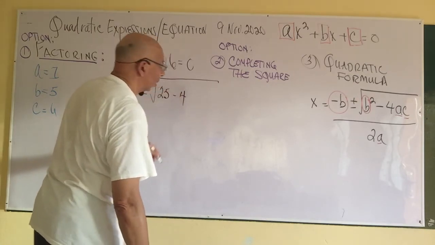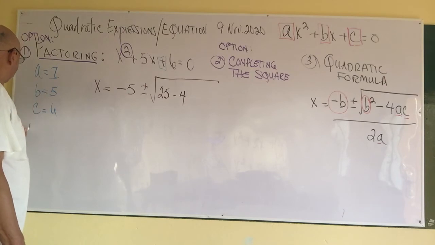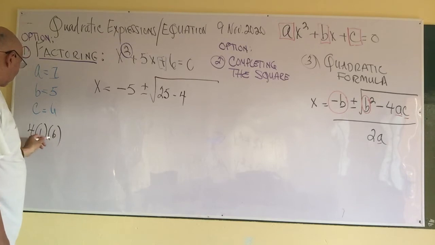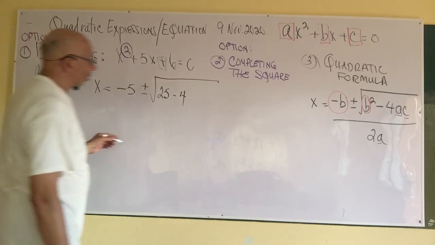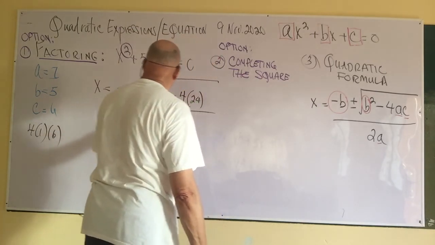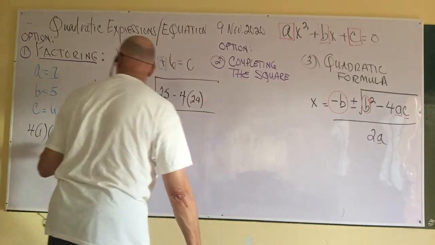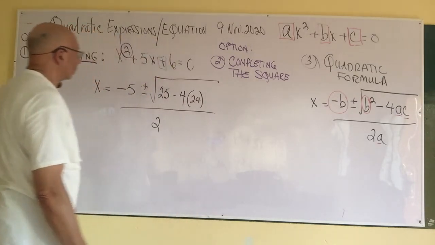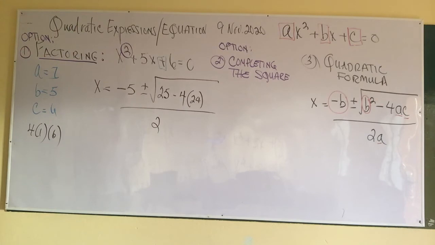minus 4 times a and c. Well, 4 times a is 4 times 1, and c is 6. So 4 times 1 is 4, and that 4 times 6 is 24. So I have 4 times 24, over 2a. In this case, a was 1, so it's over 2. So now, let's make sure we have it right. So, minus b plus or minus the square root of 4ac.